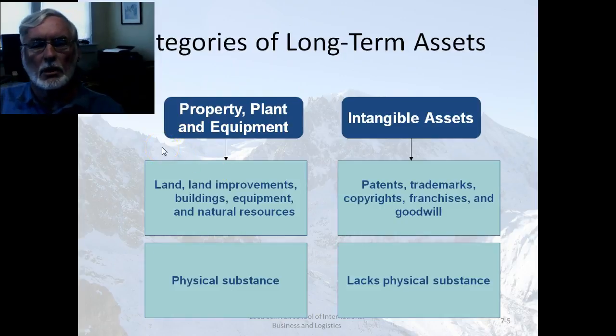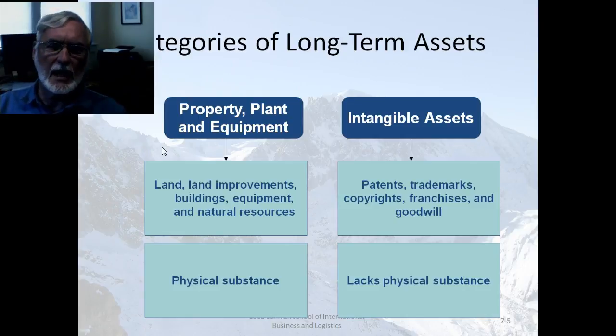So property, plant, and equipment are tangible assets. Tangible assets are land improvements, building, equipment, and natural resources. All of those things are tangible assets. They have physical substance. Intangible assets are patents, trademarks, copyrights, franchises, goodwill, and there's more, but those are the primary areas of intangible assets. Those are things that you can't touch. They are pieces of paper or concepts. So we call them intangible. And we treat them a little differently in terms of cost allocation.